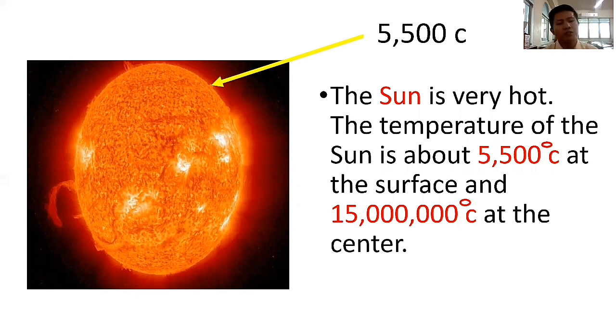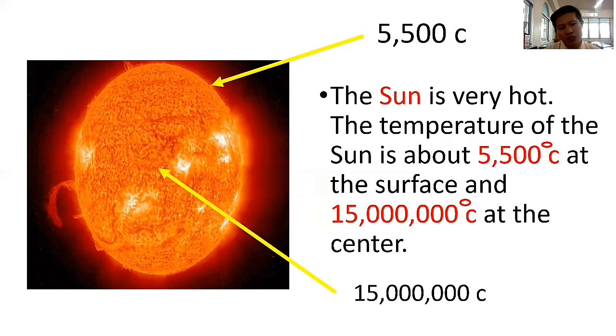Okay, let's go to the center. Let us discover how hot is the center of the sun. Okay, the surface and 15 million degrees Celsius at the center. Oh, can you imagine that one? That the center of the sun, actually this is the center of the sun, is about 15 million degrees Celsius. Oh, can you imagine that?